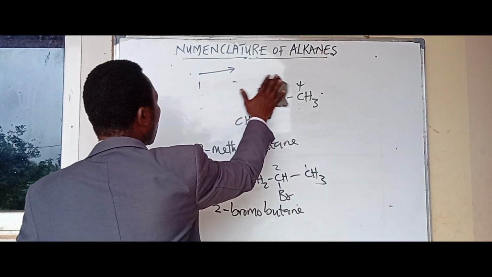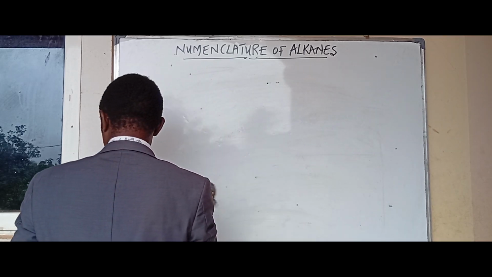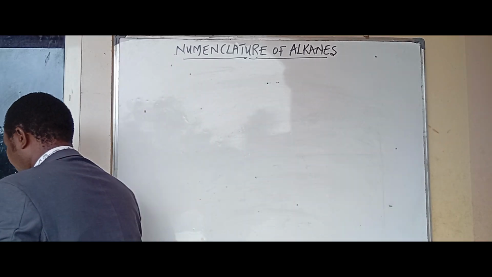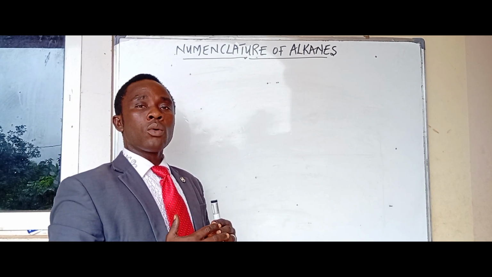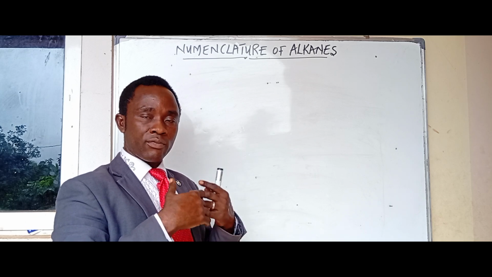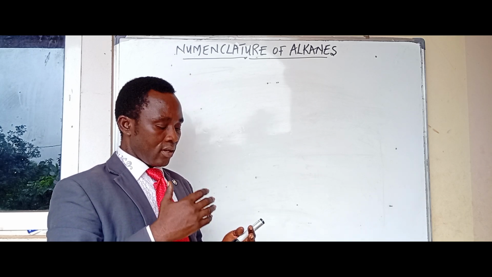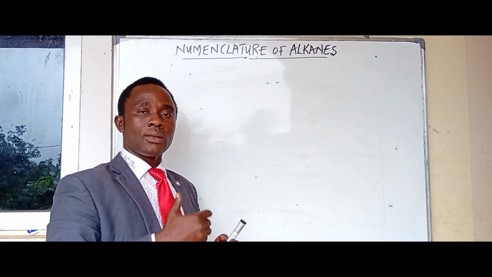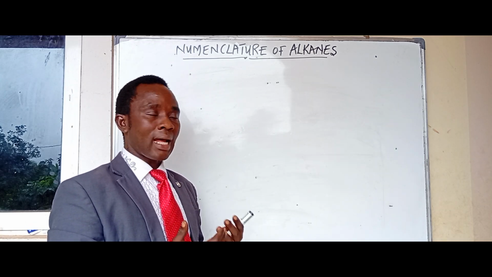Then the number 4 rule that you must understand when you are naming an alkane is that if we have 2 or more of the same substituent present, you must use the suffix di, tri, tetra, and so on to indicate the number that they are.